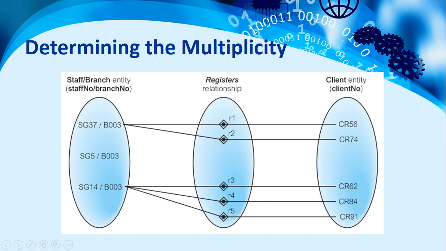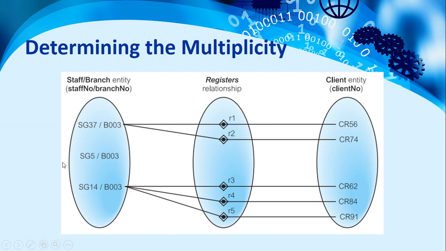However, as you notice, SG5 at branch B003 didn't register any client. So in other words, when the staff number and branch number values are fixed, the corresponding client number values are 0 or more. 0, because this one has no assigned client, or more, as you notice in this staff and branch.